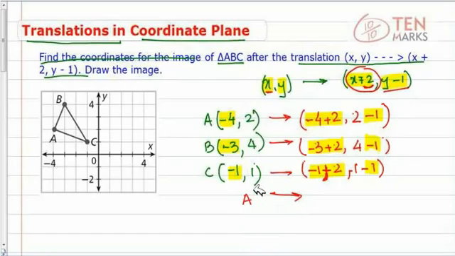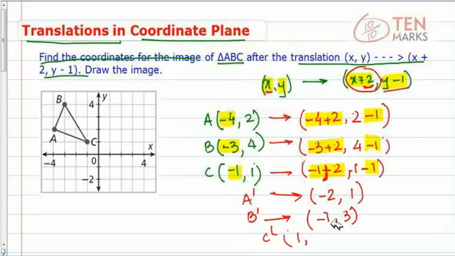A went to A prime. So A prime becomes negative 4 plus 2 is negative 2, and 2 minus 1 is 1. B prime is negative 3 plus 2 is negative 1, and 4 minus 1 is 3. And C prime is negative 1 plus 2 is 1, and 1 minus 1 is 0.